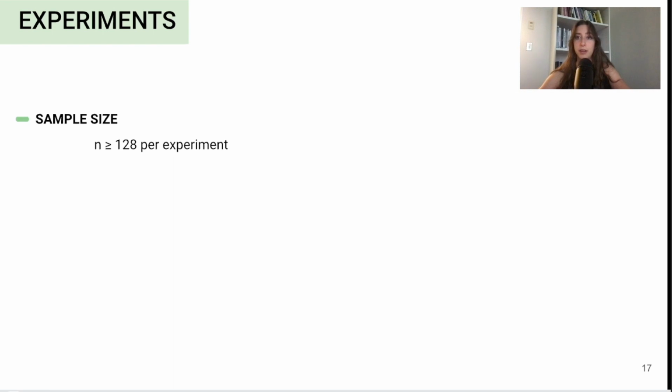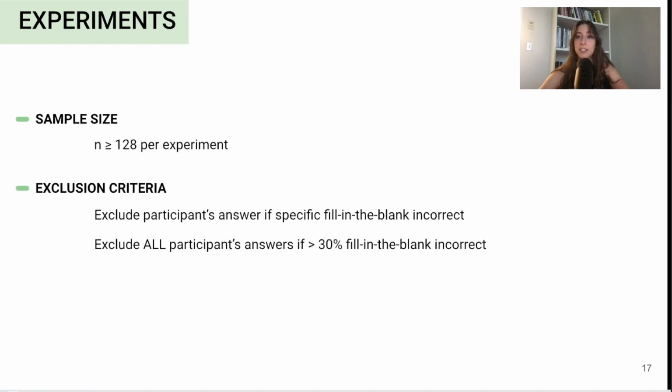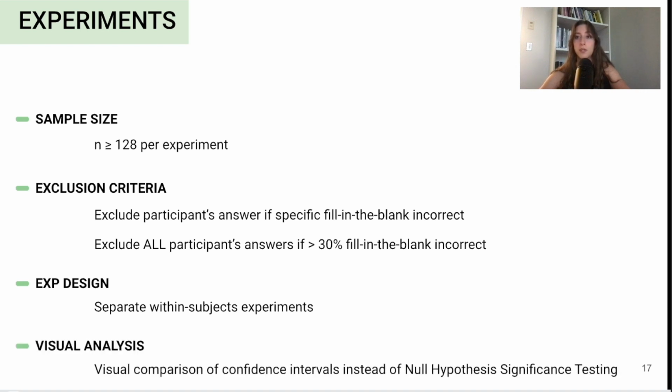All of the experiments we ran had a sample size of greater than or equal to 128 participants. If a participant's answer to the fill-in-the-blank was incorrect, we threw out their answer to the obviousness question as well. And if 30% or more of the fill-in-the-blanks were incorrect, we deemed that they failed the attention check and we excluded them completely. The experimental design was within subjects, so all participants saw all charts and all messages within their single experiment. And we conducted only a visual analysis of confidence intervals, which I'll walk you through. So we avoided p-values and other forms of null hypothesis significance testing.